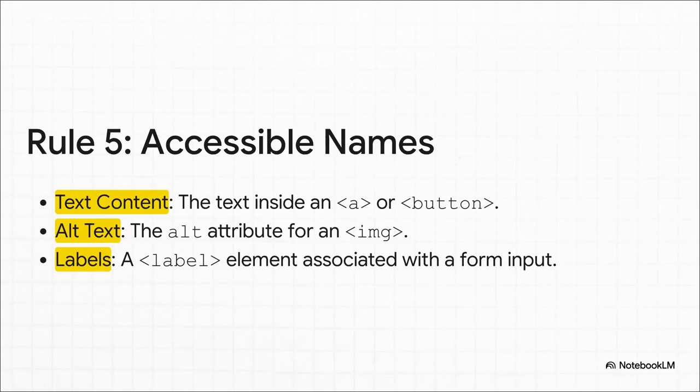And finally, Rule 5. Every single interactive element needs an accessible name. A screen reader has to be able to announce what a control actually does. Is it a search button? Is it a first name input field? This name can come from simple text, alt text on an image, or a proper label. Without a name, you're just giving your users a mystery button.